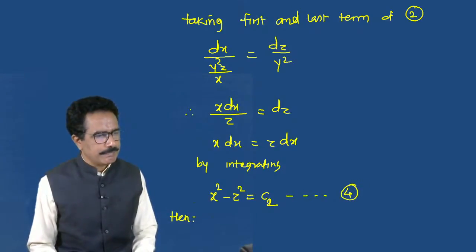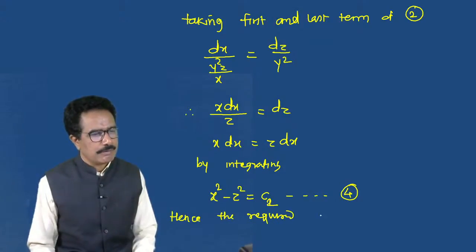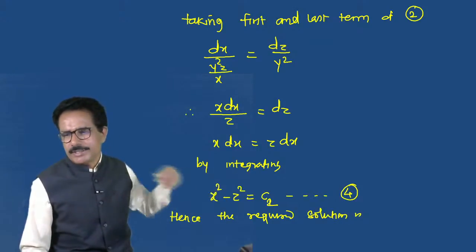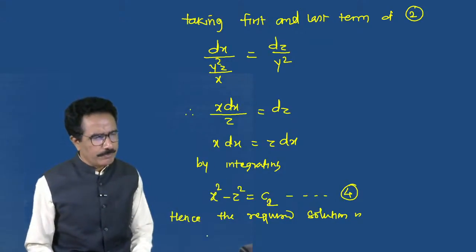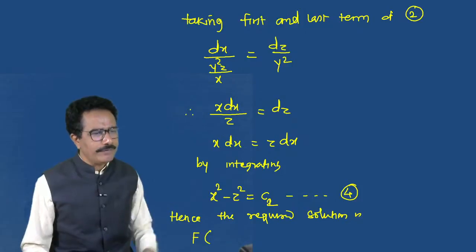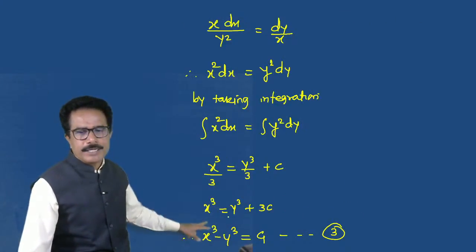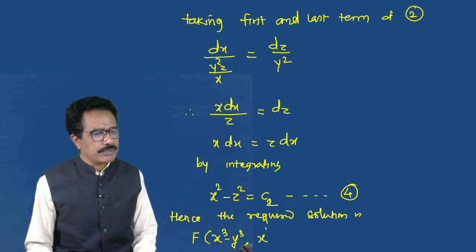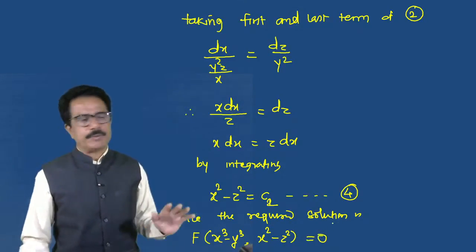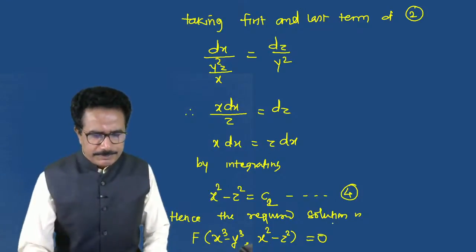Hence the required solution is, I directly took c2. c2 is the constant term. We can take c2 as 2 times c. There is no problem. So we can write f of u, first independent solution is x cube minus y cube, second independent solution is x square minus z square, which is equal to c. And hence proved. Understood? So this is how the proof is done.